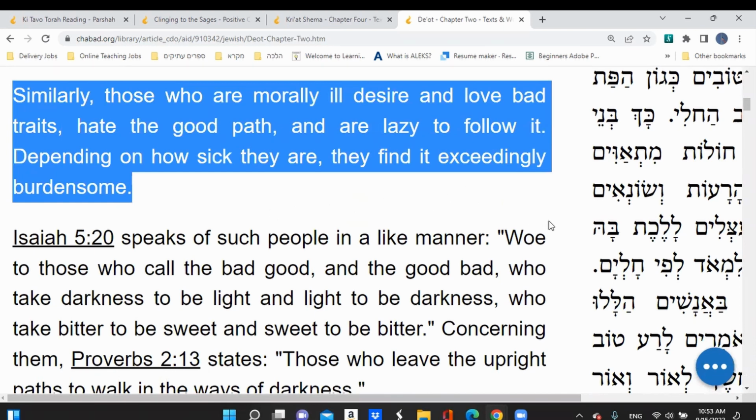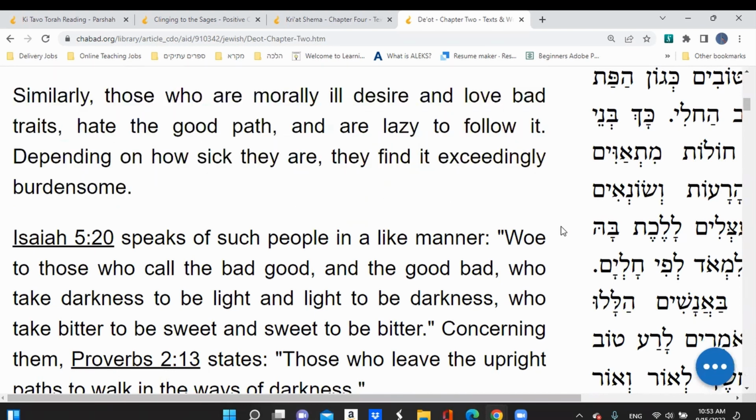Similarly, those who are morally ill desire and love bad traits, hate the good path, and are lazy to follow it. Depending on how sick they are, they find it exceedingly burdensome.